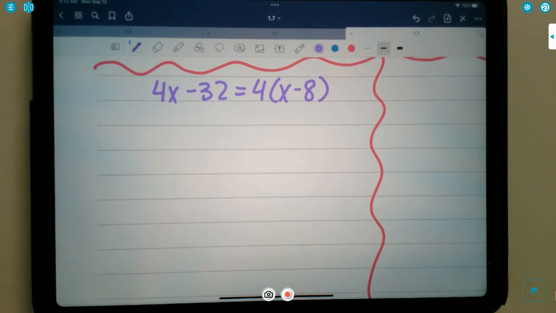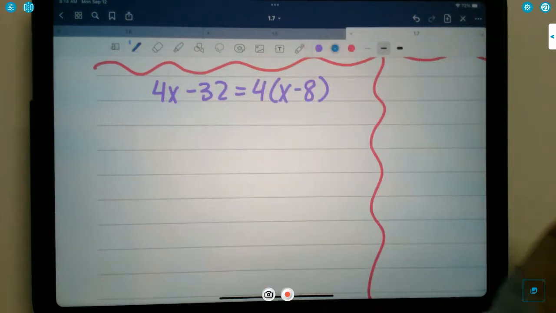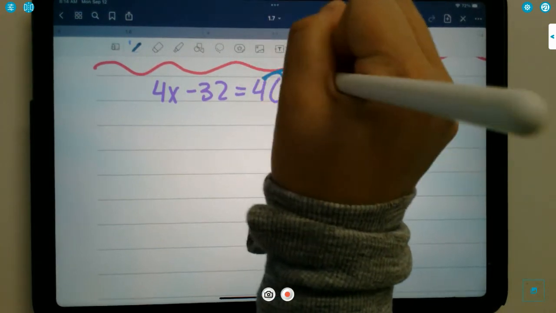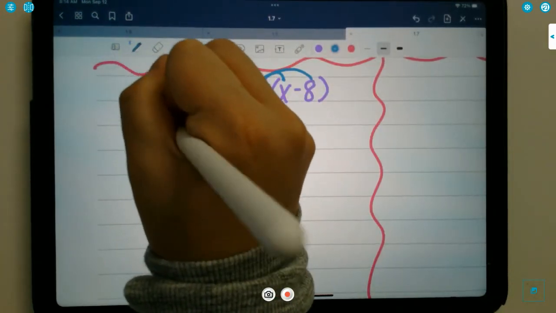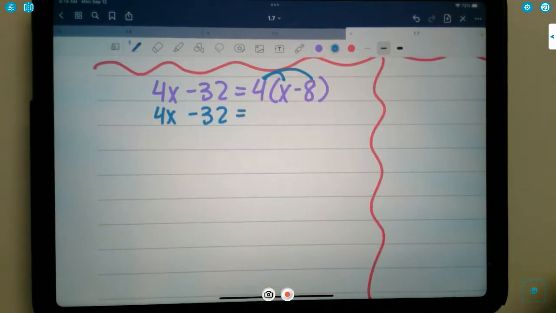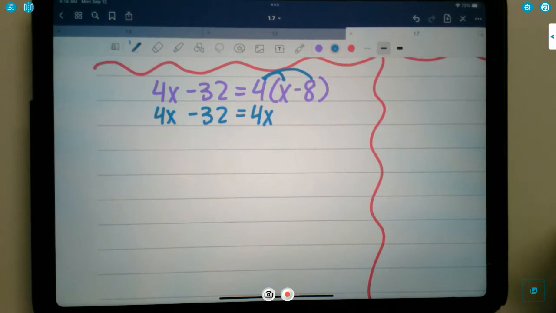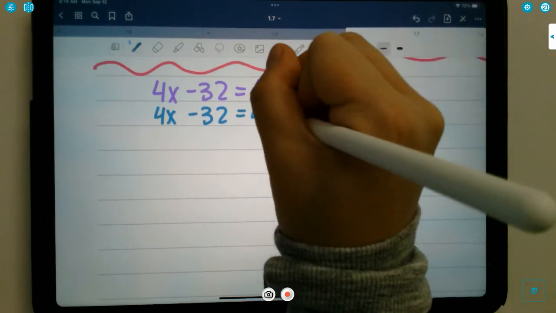All right, first thing that I need to do in this one is distribute on both sides. So I'm going to distribute on the left here. Just kidding, not on the left, on the right. 4 times x, 4 times negative 8. So the left stays 4x minus 32. And on the right side, 4 times x is 4x. 4 times negative 8 is minus 32.